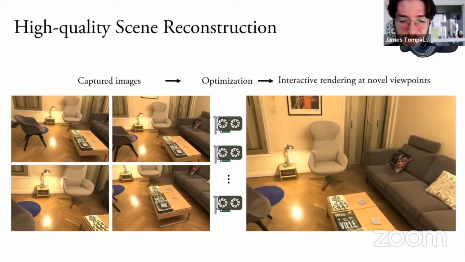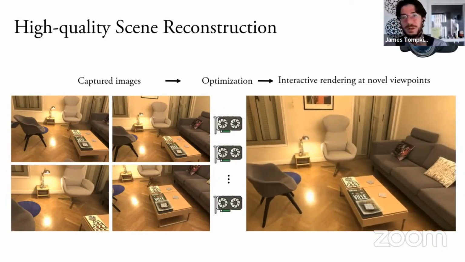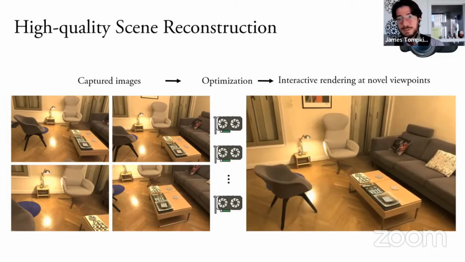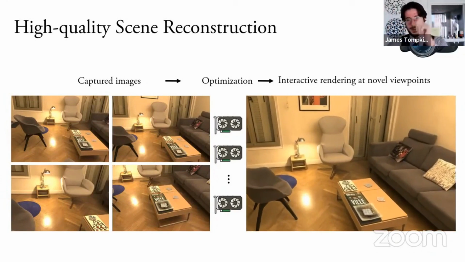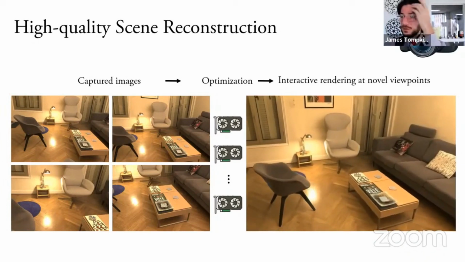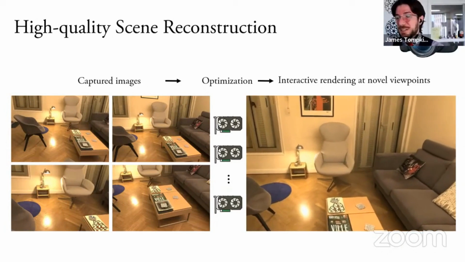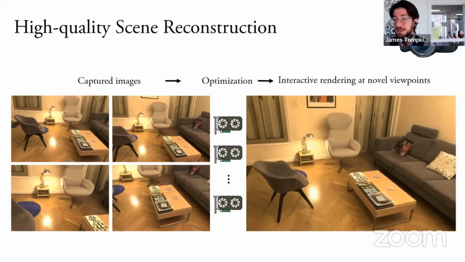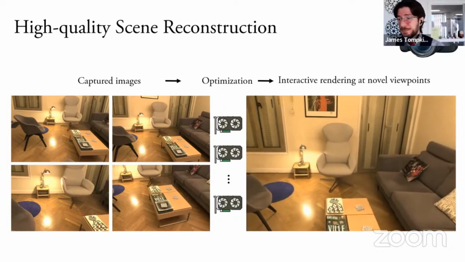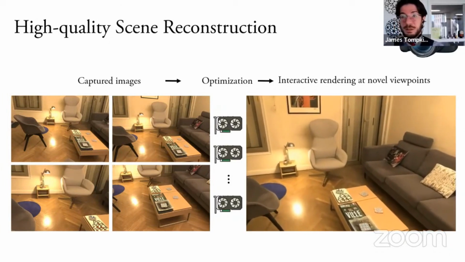I teased you with this example previously, where I said we're going to try to take many, many photos of a scene from many different positions and reconstruct as realistic as possible a representation for that scene, such that I can render it at new views also very quickly, at interactive rates. So let's see what existing work tends to do.